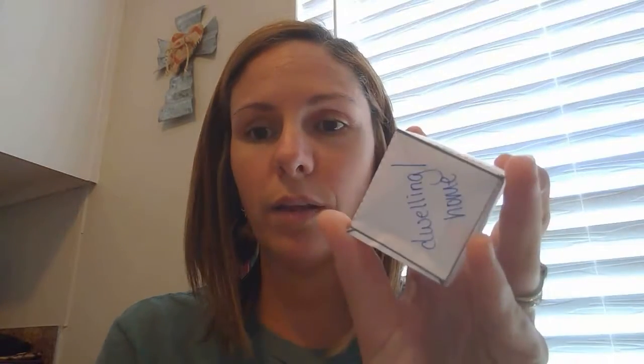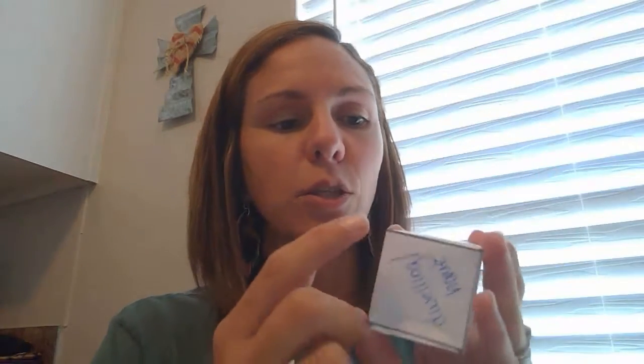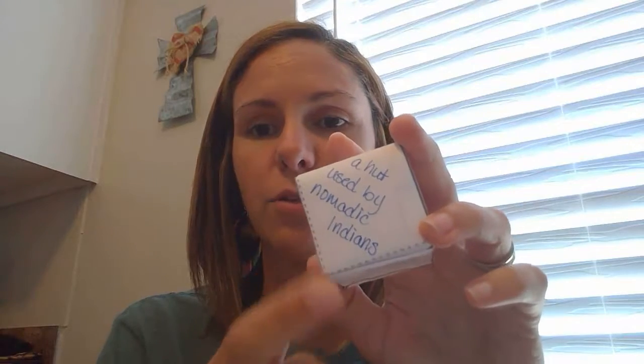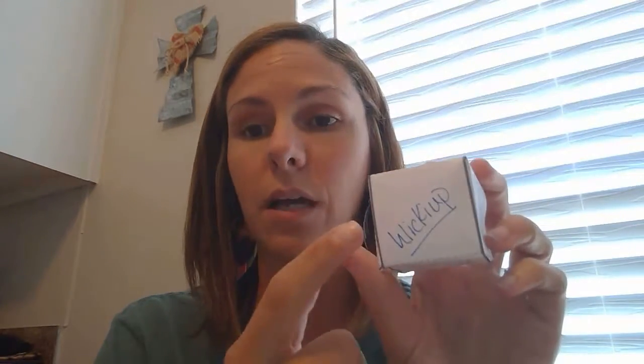Then you'll split into groups or partners. You'll roll your cube, and if I were to get dwelling or home, I might need to look and see that it's a hut used by nomadic Indians, so I know that it's a wikiup. Okay? We're going to study on that for a little bit.